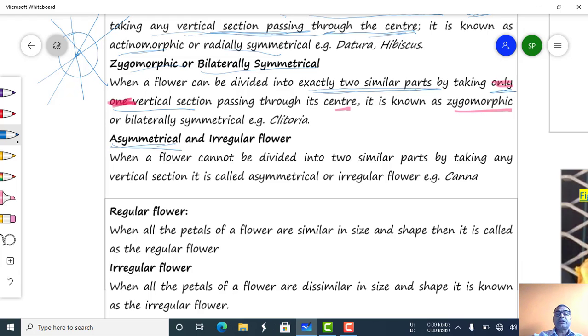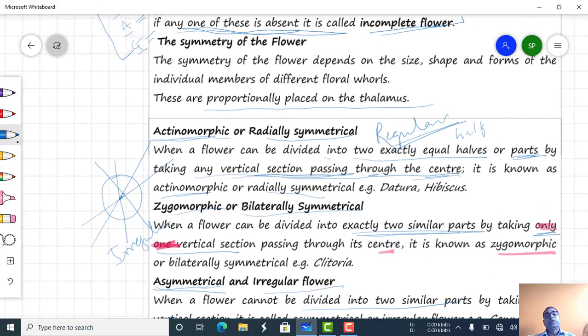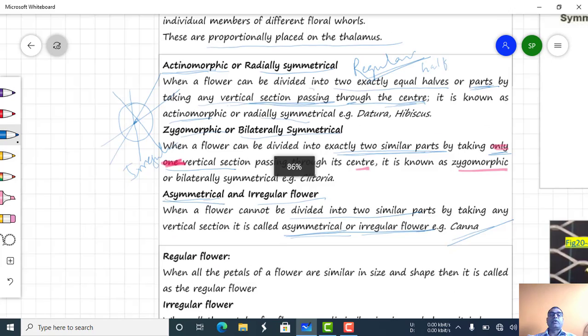And what is an asymmetrical or irregular flower? When a flower cannot be divided into two similar parts by taking any vertical section, it is called an asymmetrical or irregular type of flower. Here this type of flower is also called irregular, but a flower is generally considered asymmetrical and irregular and can be observed in Canna indica. One more thing about the symmetry of the flower.